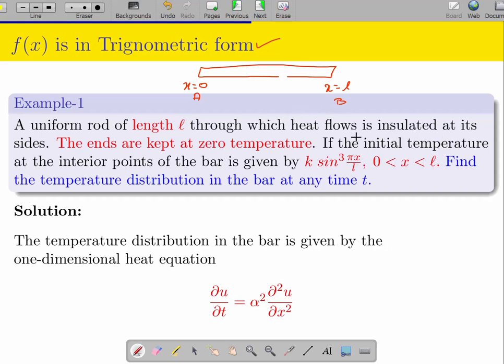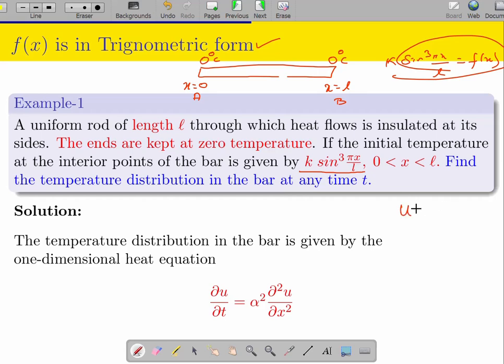The bar is insulated at the sides, so heat flows only along its length. The ends are kept at 0 temperature, so here 0 degrees Celsius and the other end also 0 degrees Celsius. The initial temperature of the interior points of the bar is given by K sin cubed (pi x by L), where x lies between 0 and L. So the initial temperature is K sin cubed (pi x divided by L), that is nothing but our f of x. Find the temperature distribution in the bar at any time t.